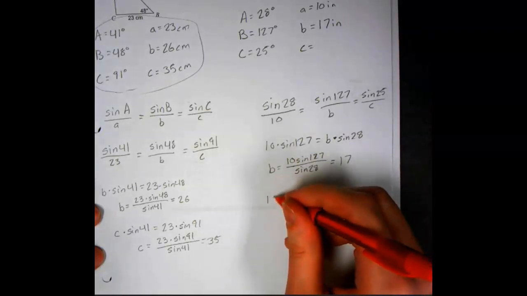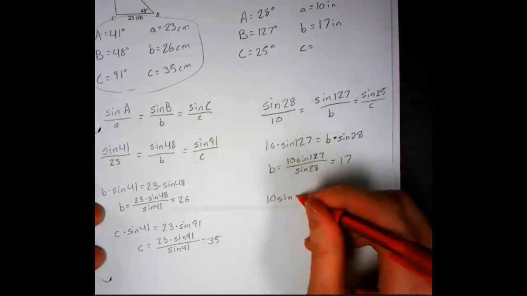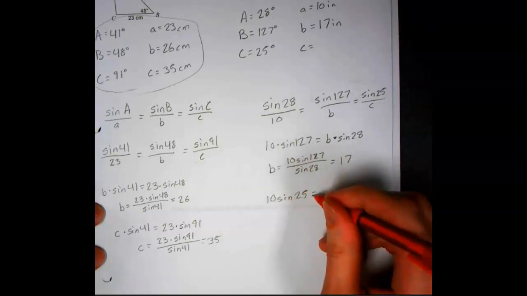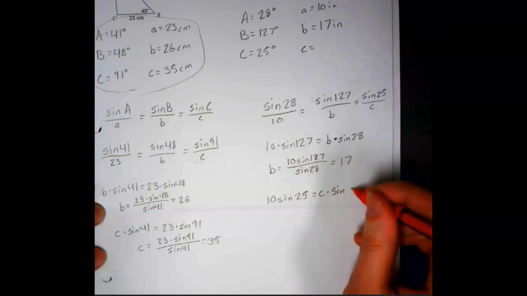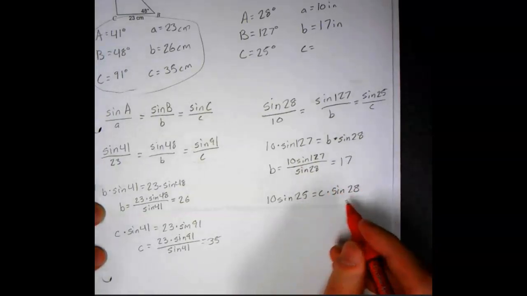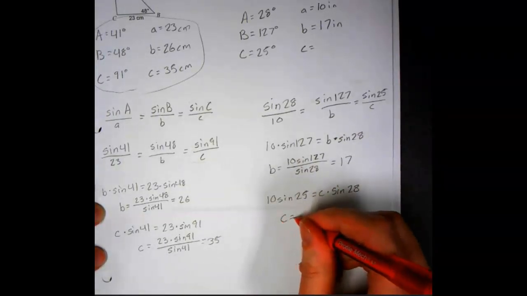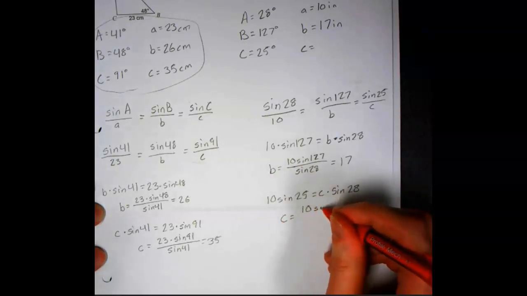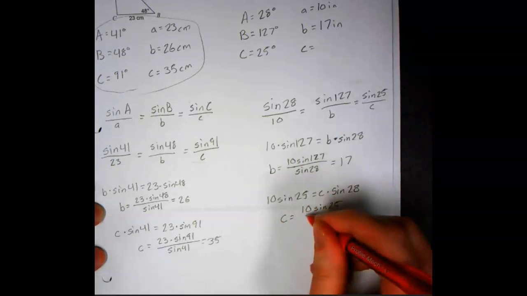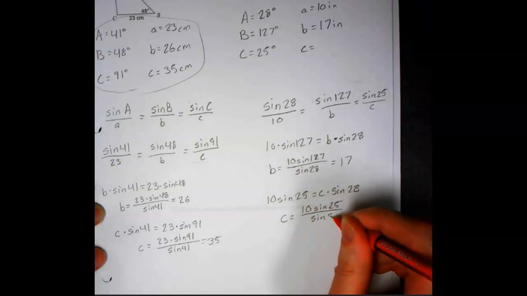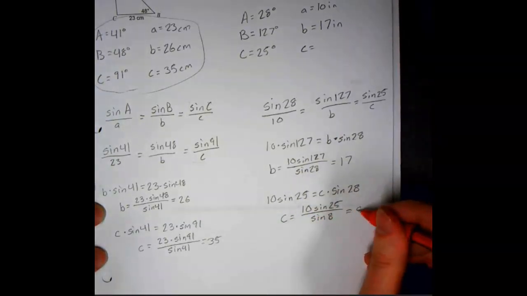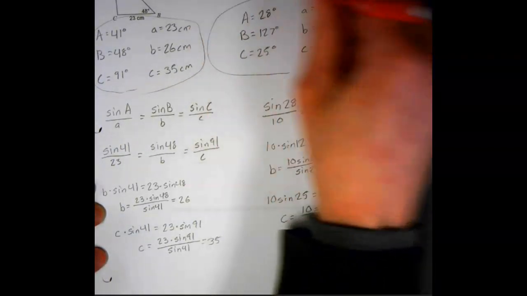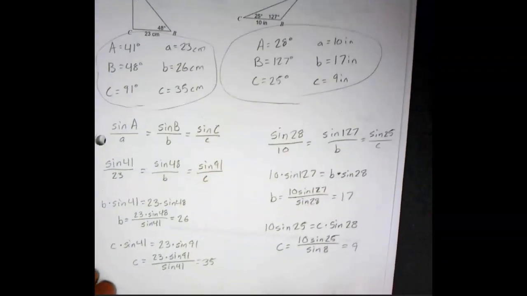We'll do the same thing for C now. So we'll have 10 sine of 25 equals C times the sine of 28. Divide by sine 28. C equals 10 sine 25 over sine of 28. When we plug that into the calculator, you should get 9, and so we'll have 9 inches. And that is our answers for problem 14.